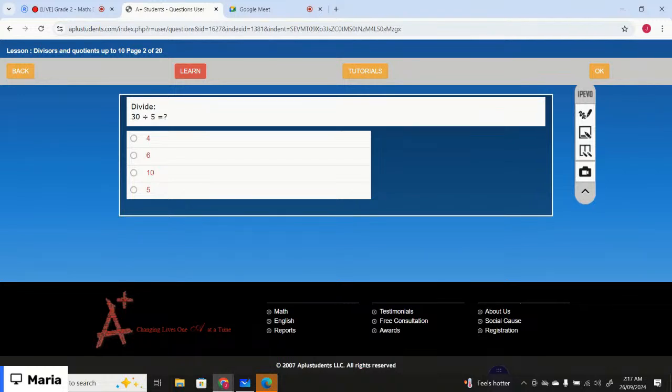30 divided by 5, which is the correct option? You need to count the table of 5 until 30. So 5 times what number is 30?